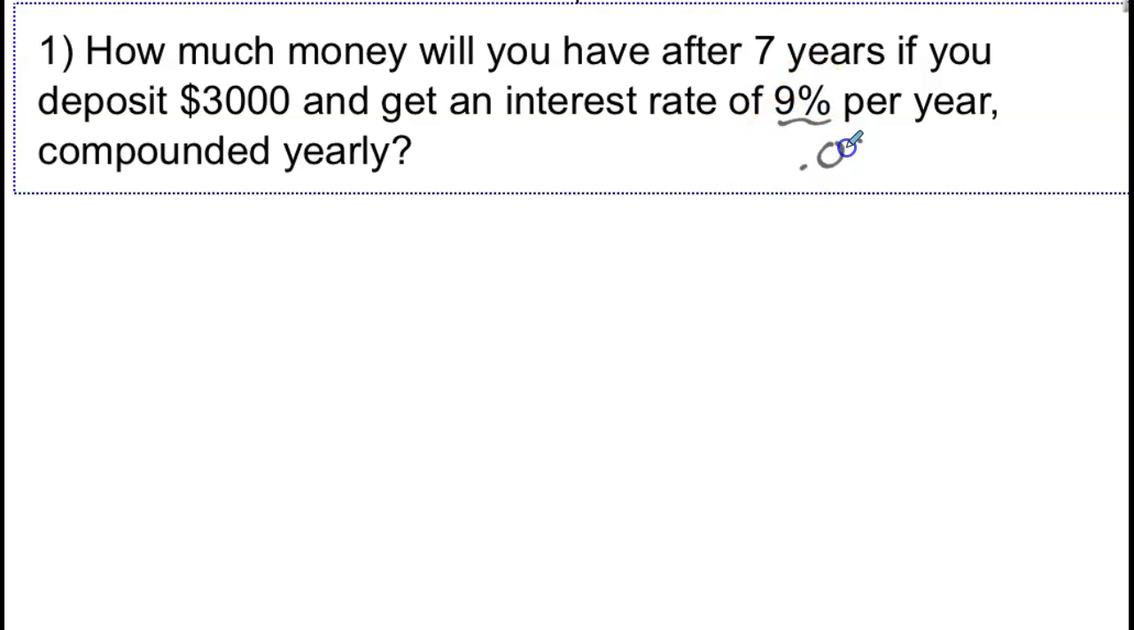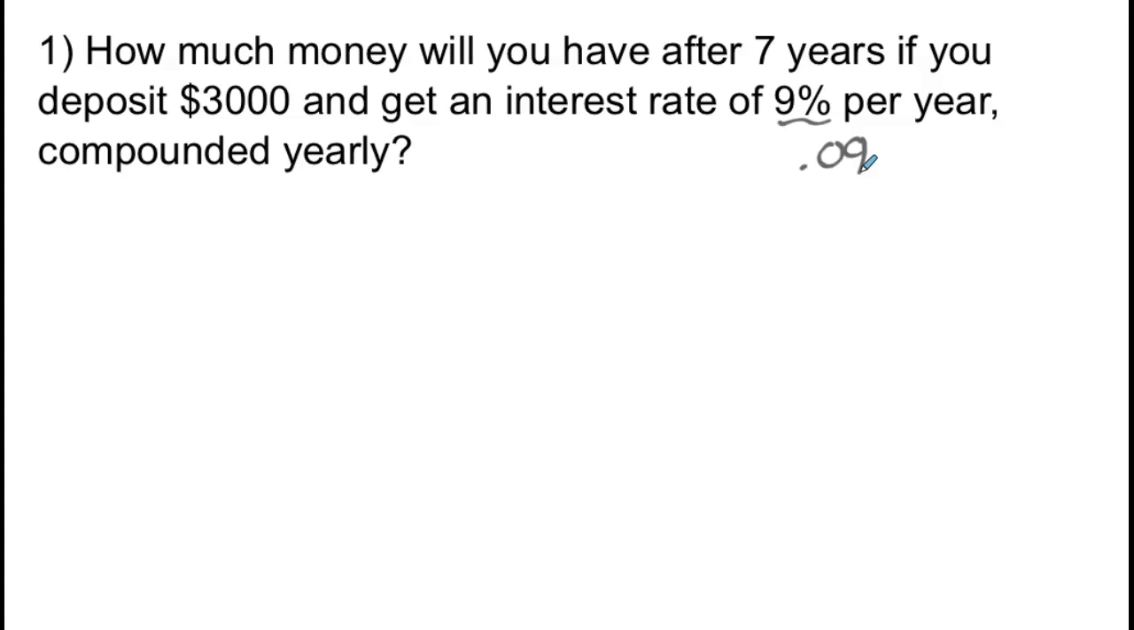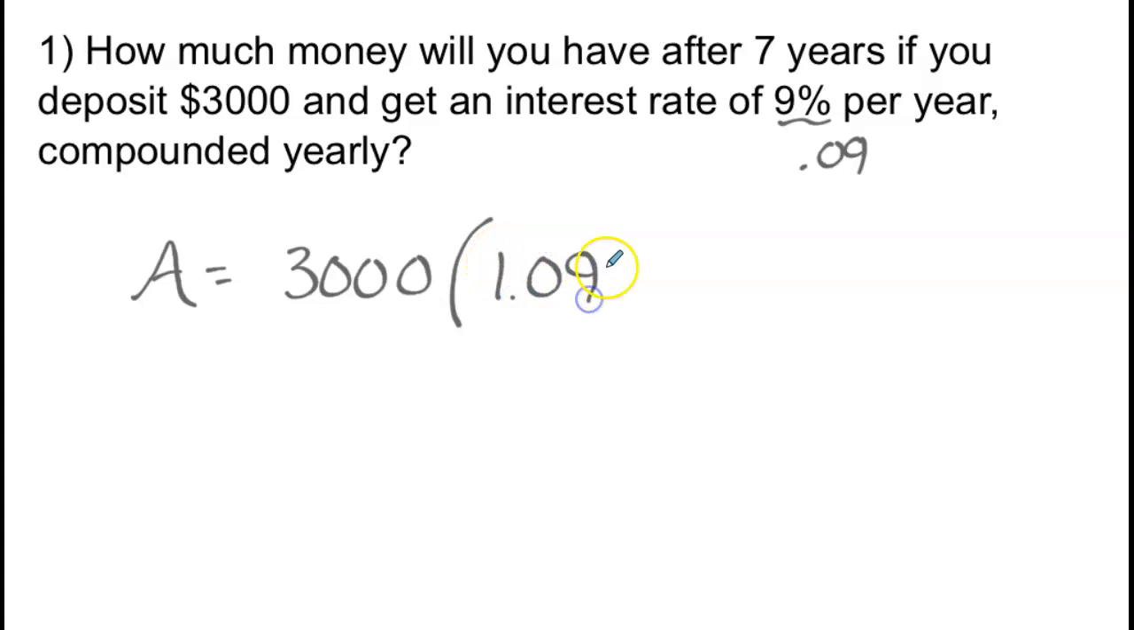As we do this, we're going to start with our amount equals 3,000, which is how much we put in originally, times 1 plus 0.09. That's just going to be 1.09. That was only compounded yearly, so once per cycle. We don't have to divide that by anything. Then, how many times is this compounded? It's 7 years. So you would solve this by doing 3,000 times 1.09 to the 7th.